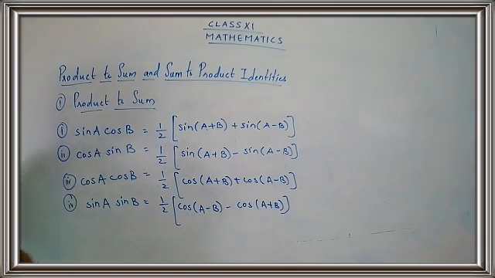For the other three, you will have the same format, that is A plus B and then A minus B. So let's read these formulas once again. What is the first formula for product to sum? Sin A cos B. What is the formula for sin A cos B?